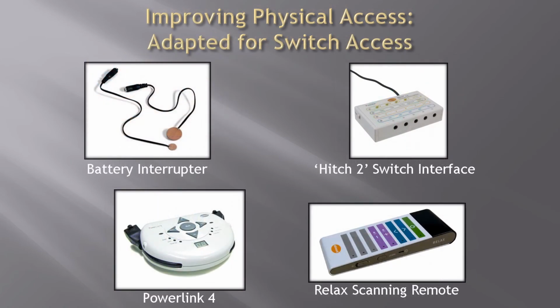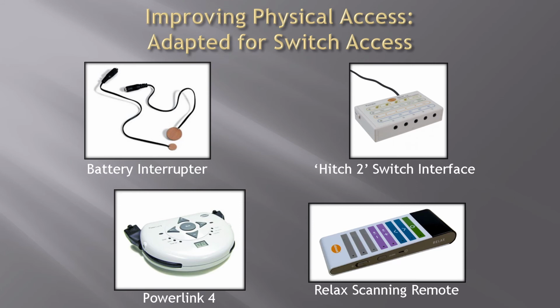Now we are looking at some items that would be used with switches. The battery interrupters, seen in the top left corner, are to make a piece of equipment adapted for use with switches. You need an item that is run off of batteries and is in either the always on or off state, such as a fan or light.